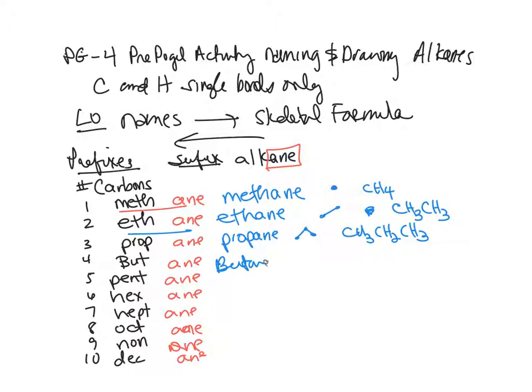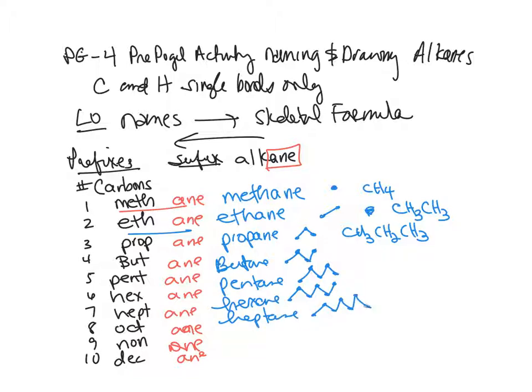Butane, 1, 2, 3, 4. Pentane, 1, 2, 3, 4, 5. Hexane, 1, 2, 3, 4, 5, 6. Heptane, which is 7. Octane, 8, etc. Okay, nonane and decane.